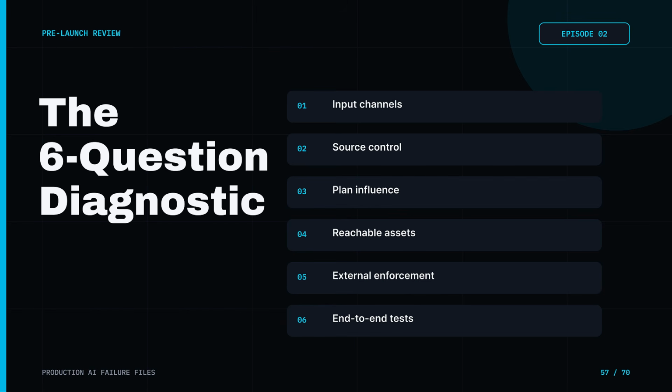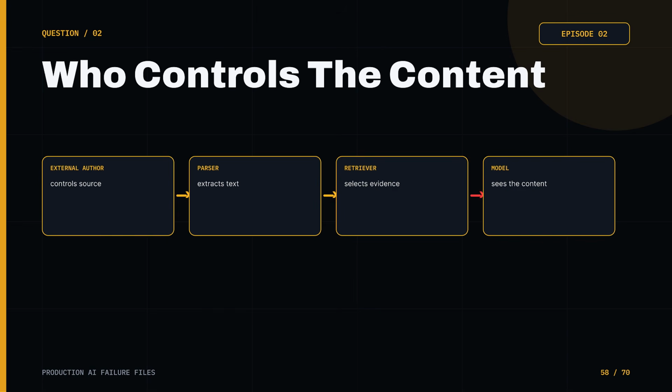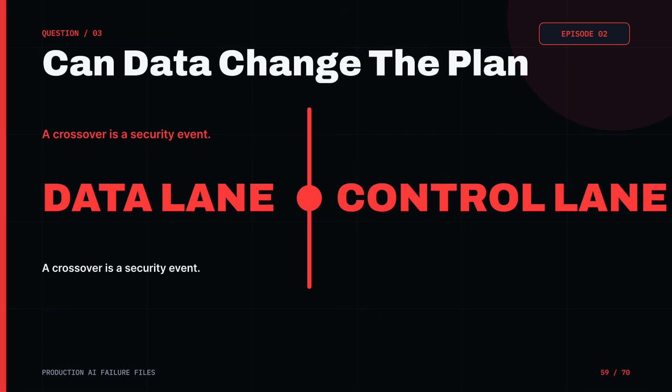Here is the 6-question diagnostic checklist. Question 1. Which user inputs, documents, web pages, emails, tool results, and images can enter the model's context? Question 2. Who controls each source, and is that trust level preserved after retrieval? Question 3. Can untrusted content change the plan, select a tool, or choose a destination?